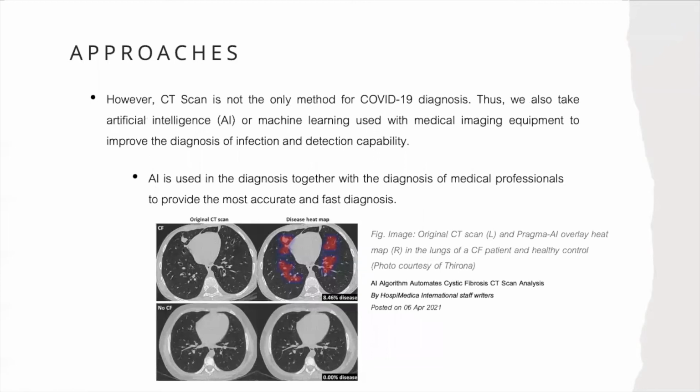However, as we know, CT is not the only method for COVID-19 diagnosis, so we also use AI, or artificial intelligence, with the medical imaging equipment to improve infection diagnosis and detection capabilities. As you see here, we use the AI to provide the most accurate and fast diagnosis. On the left side is the original CT scan, and the right side shows the original CT scan with the AI findings in red color.